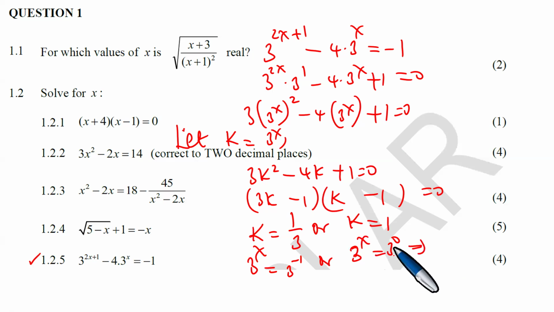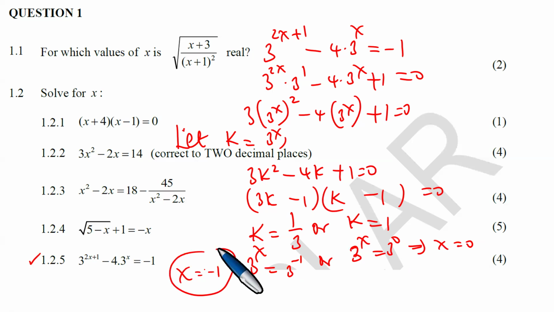Okay, 3 to the power 0 is 1. If the bases are the same, you equate the exponents, getting x equals 0. Here the bases are the same, and therefore you equate the exponents, getting x equal to minus 1. That's the answer. So next question.